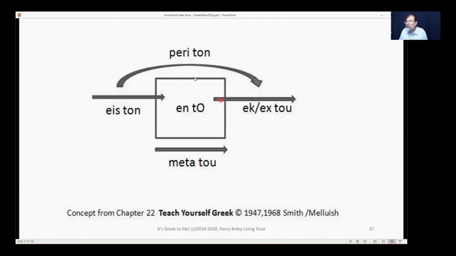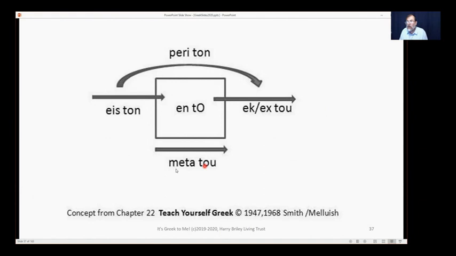Okay, let's assume this box is the lion. So eis ton, I'm going into the lion's mouth. En to, I'm now in the lion, probably for his benefit because I just became his dinner. And then I can exit out of the lion, ek to, out from, out of the lion, out from the lion, has the same genitive concept. So to makes a world of sense here.